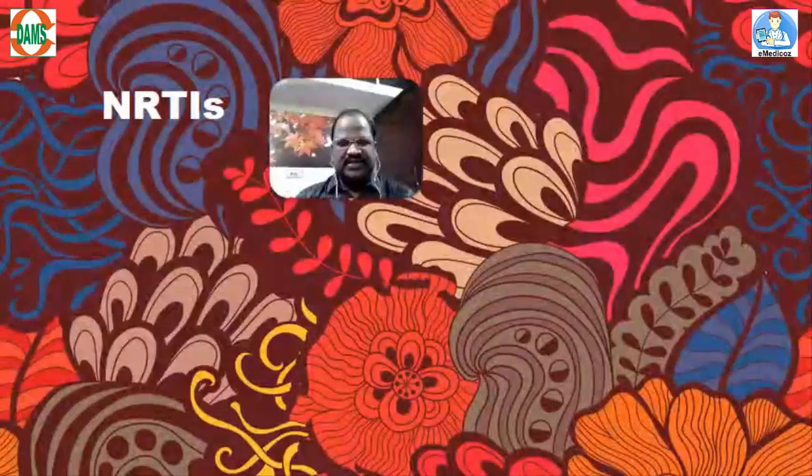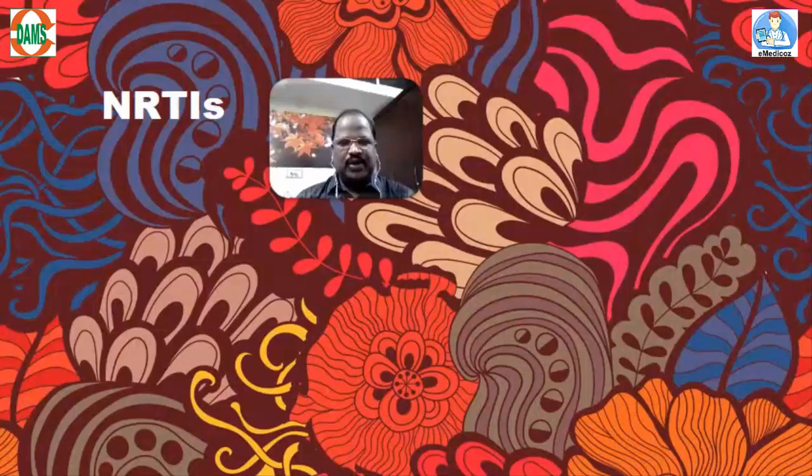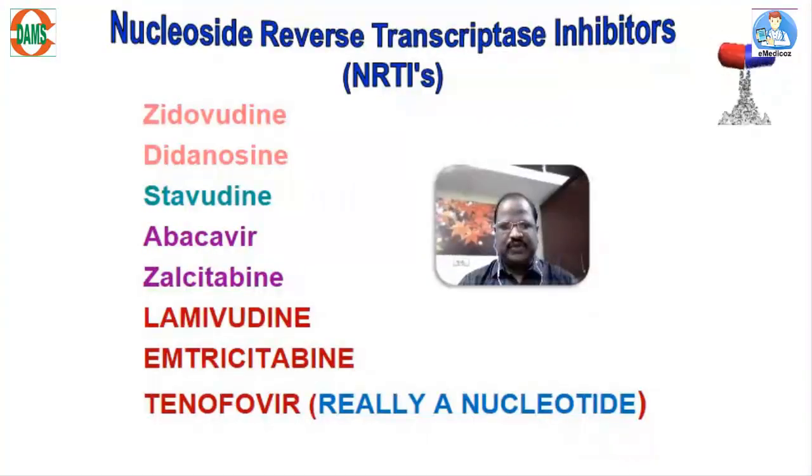We are going to discuss NRTIs. It's a group of drugs called nucleoside reverse transcriptase inhibitors. First, we should know the examples for nucleoside reverse transcriptase inhibitors. That includes Zidovudine, Didanosine, Stavudine, Abacavir, Lamivudine, Emtricitabine, and one more drug called Tenofovir.